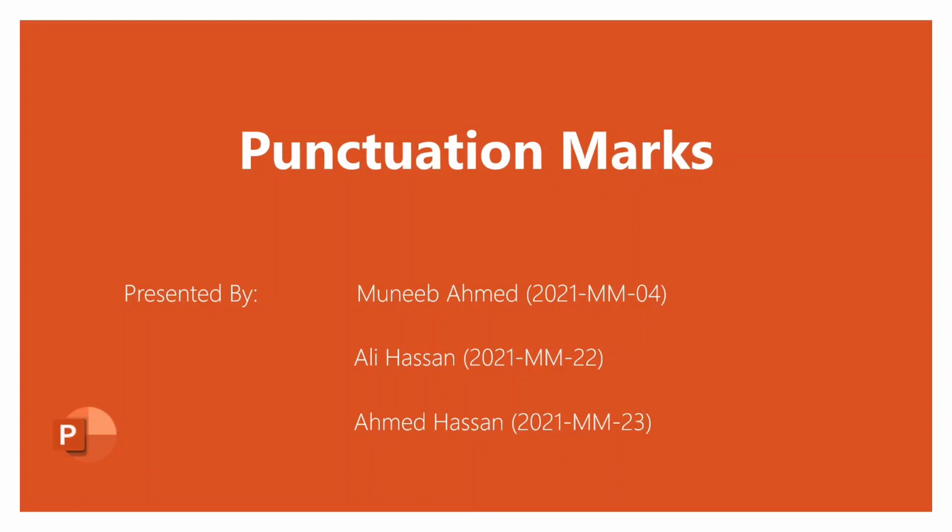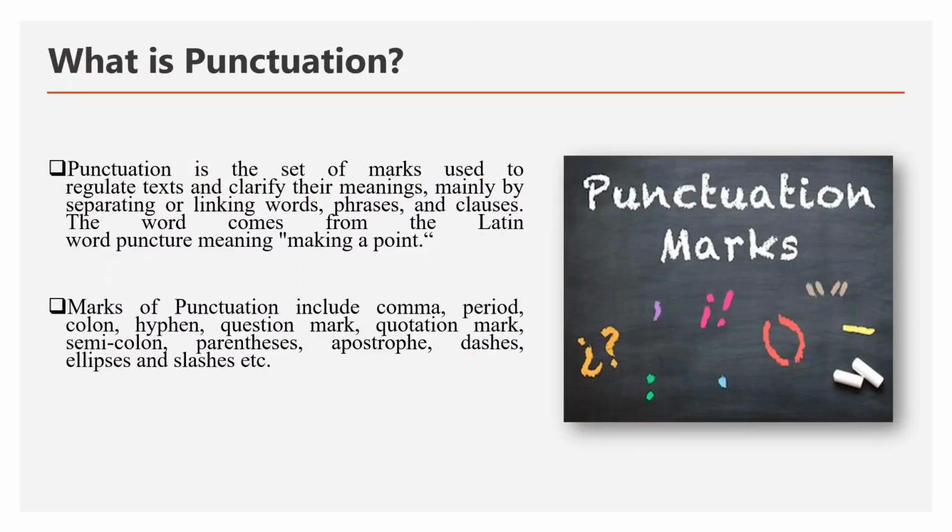Today our topic of discussion is punctuation marks. First of all, we should know what punctuation is. Punctuation is a set of marks used to regulate texts and clarify their meanings, mainly by separating or linking words, phrases and clauses. The word comes from the Latin word punctus, meaning making a point. Marks of punctuation include comma, period, colon, hyphen, question mark, quotation mark, semicolon, parenthesis, apostrophe, dashes, ellipses, and slashes, etc., which we are going to discuss in our next slides.